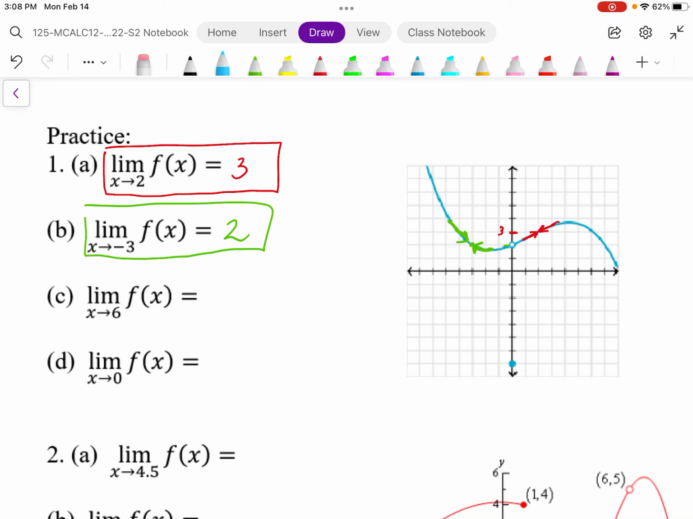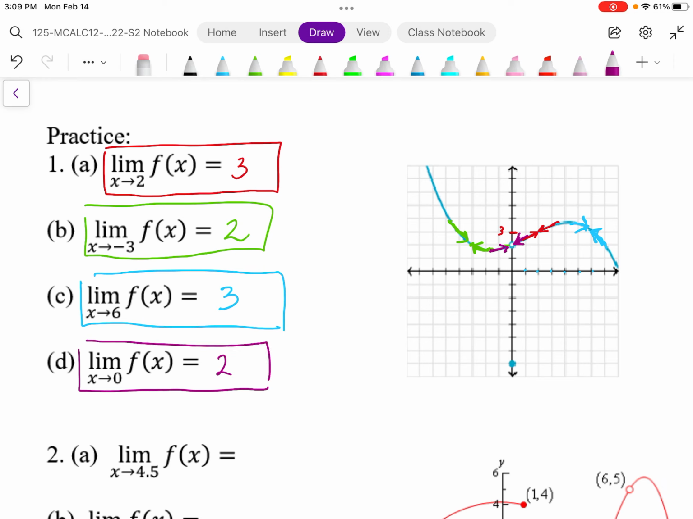For 6, we can look at this as x approaches 6: 1, 2, 3, 4, 5, 6, so right about here. I'm approaching 6 this way, and I'm approaching 6 this way. And it looks like I'm approaching that same y value of 3 that I had at x equals 2. And then lastly, as I approach x equals 0, I'm approaching that coordinate there, and that coordinate is equal to 2.